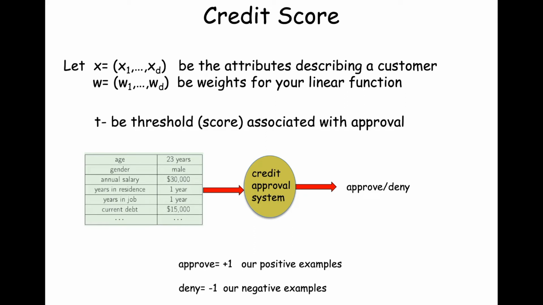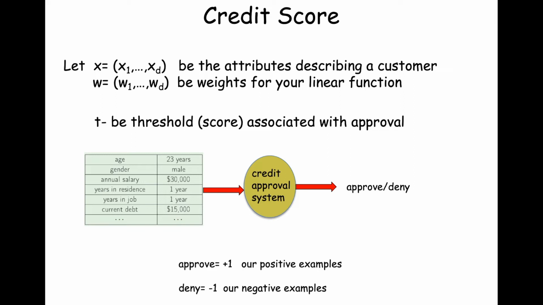We also introduced this idea of a threshold T, and the threshold T is the score associated with approval. So this is your litmus test. We're going to take a weighted sum. So we're going to say x1 times w1, and we're going to add that to x2 times w2, x3 times w3, up to and including xd times wd. And so we add all of those together, and it's going to result in what we're going to call our score. And then we check to see if that score exceeds the threshold. And that threshold T is a score associated with the minimal approval.